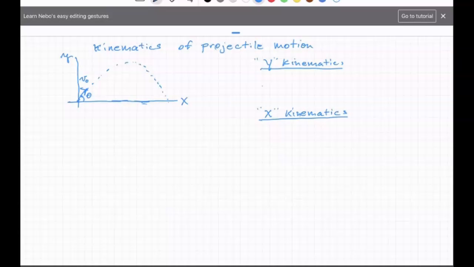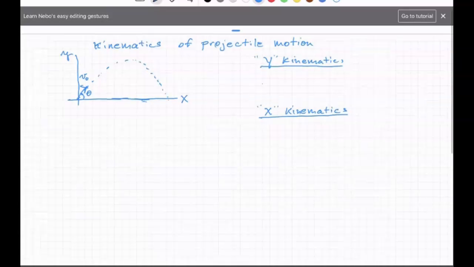As the object rises, its velocity vector can be broken up into its x component and its y component. Its x component is horizontal and never changes, and its y component is either up vertically or down vertically. On its way up, it's up vertically, as shown.